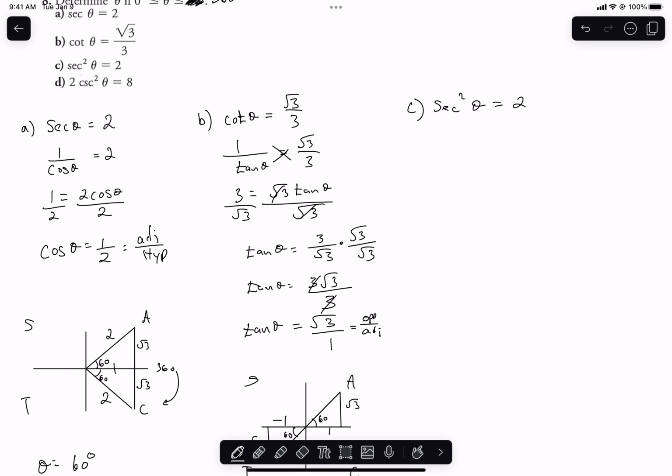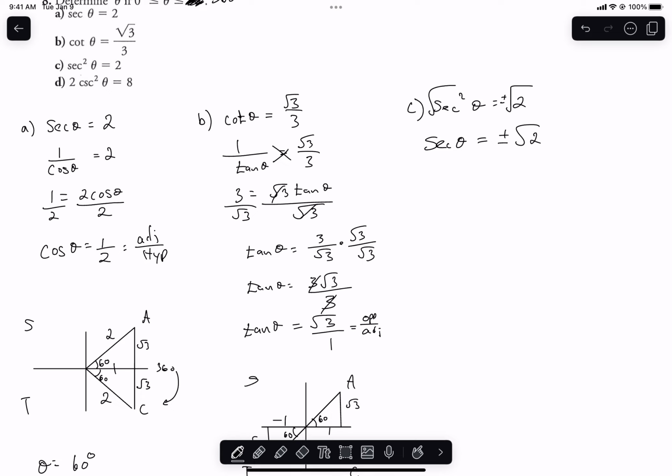All right, so I'm going to square root both sides, just to get rid of that squared right off the bat. I know when I square root both sides, I have to write the plus minus. So I get secant theta has to equal plus minus root 2.